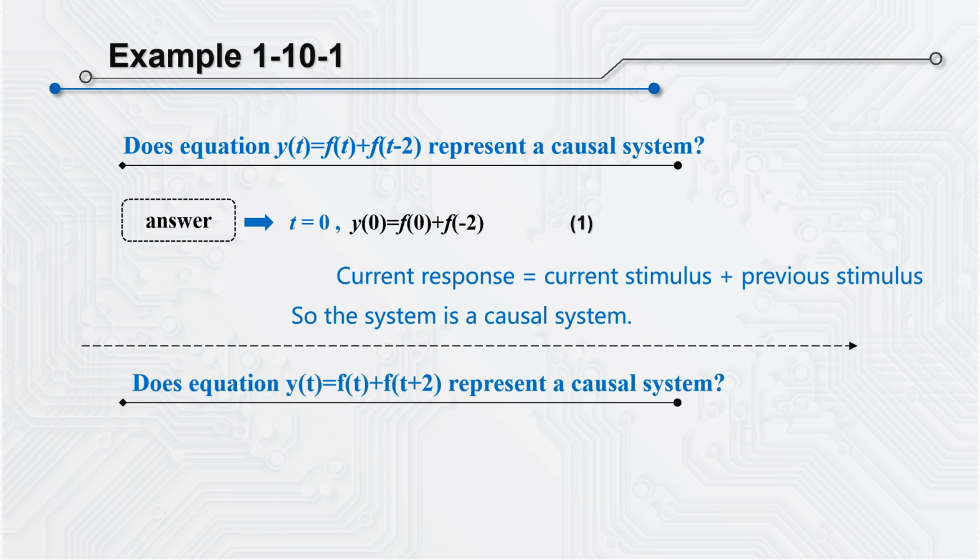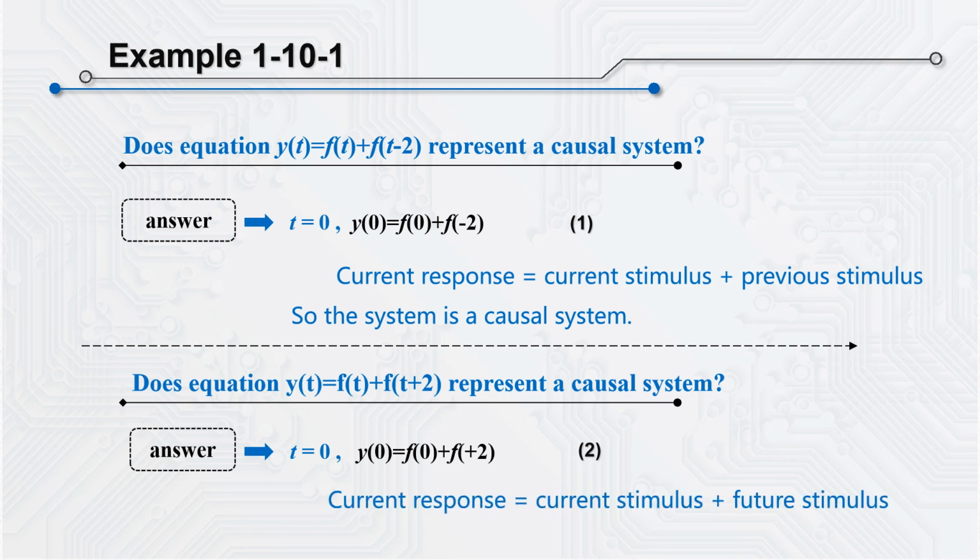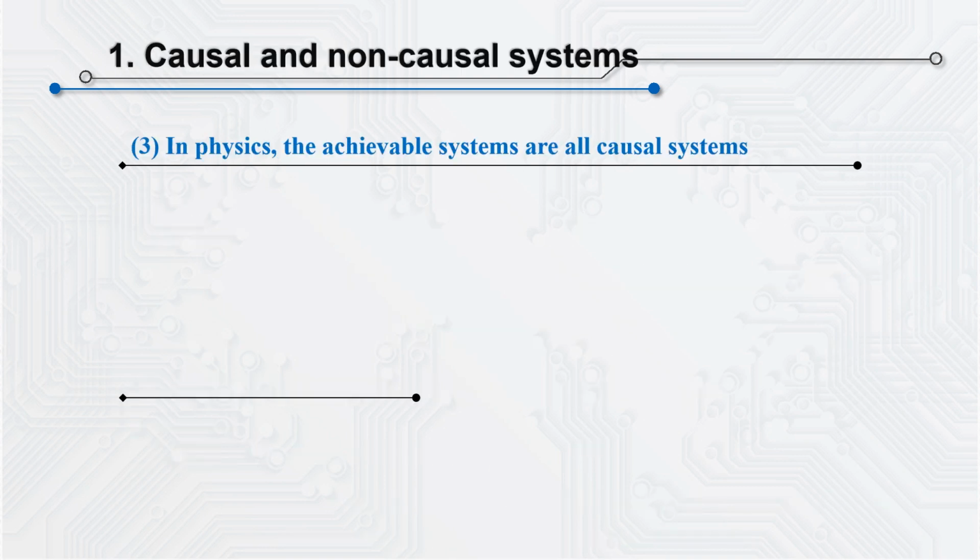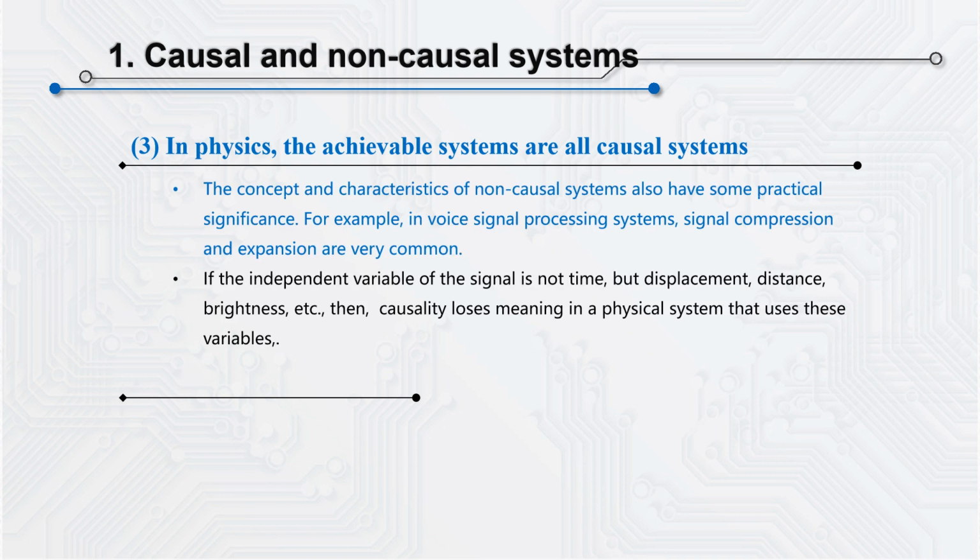Next question. Does the equation y(t) = f(t) + f(t+2) represent a causal system? When t is equal to 0, y(0) = f(0) + f(2). In this expression, the current response is equal to the current stimulus plus the future stimulus. So, the system is a non-causal system. In physics, the achievable systems are all causal systems. The concept and characteristics of a non-causal system also have certain practical significance.